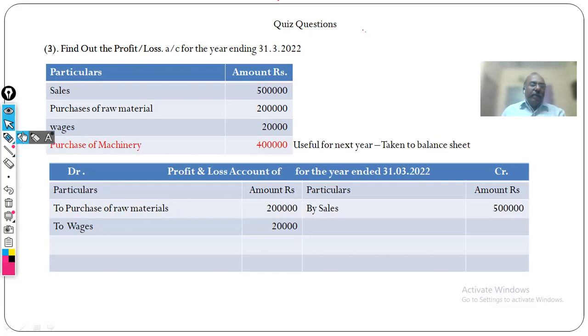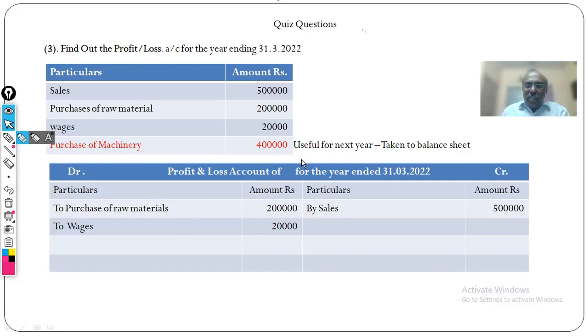Now, wages is an expense that we have spent, but we can't tell the laborer that I spent the money today, so you need to work next year. We can't say that. Likewise, purchase of raw material. When you purchase the goods and sell them, we can't use that product for sales next year because those things are already gone. Whereas machinery is something useful for next year, so we are going to take it into the balance sheet.